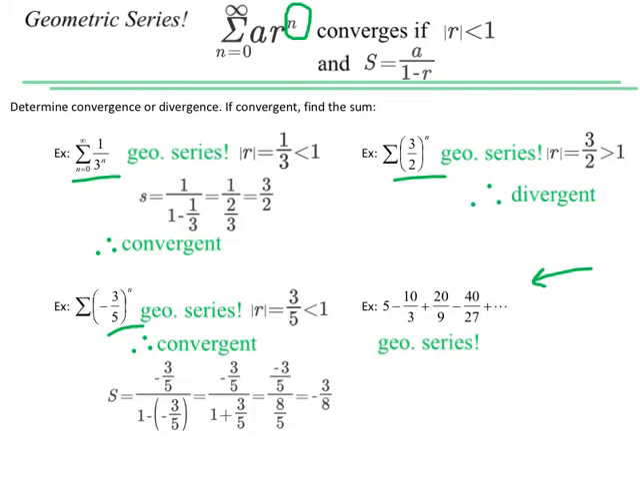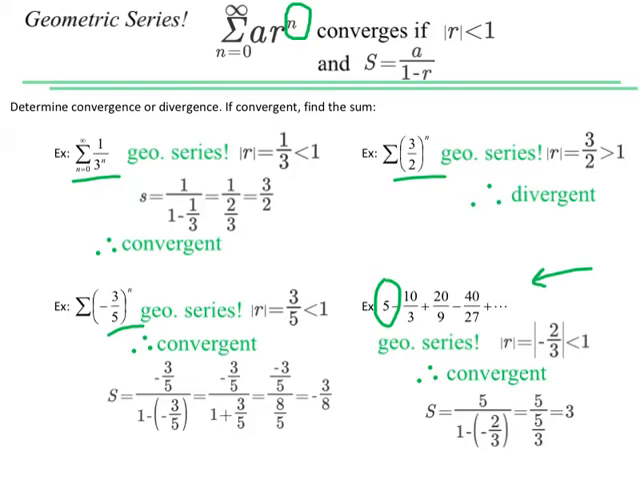So that makes my series convergent. And then I'm going to figure out my sum by doing a over 1 minus r. a is actually right here. It's given to me. It's 5, and r is -2/3, so my sum is 5 over 1 minus -2/3, or 5 over 5/3, which is 3.